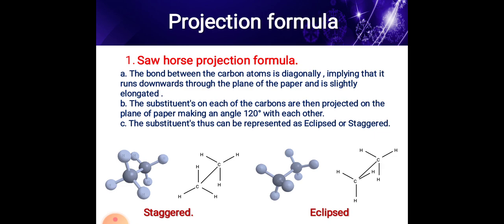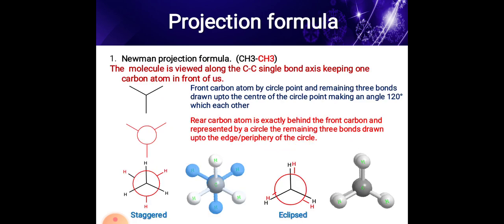Then second, Sawhorse projection formula. The bond between the carbon atoms is drawn diagonally, implying that it runs downwards through the plane of the paper, and is slightly elongated. The substituents on each of the carbons are then projected on the plane of paper making an angle of 120 degrees with each other. This is the substituent. This can be represented as eclipsed or staggered. This is the structure of the eclipsed and here the staggered conformation is also there.